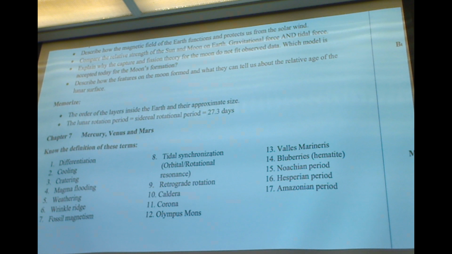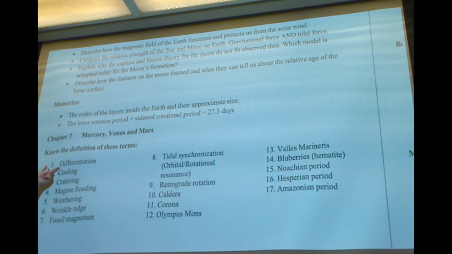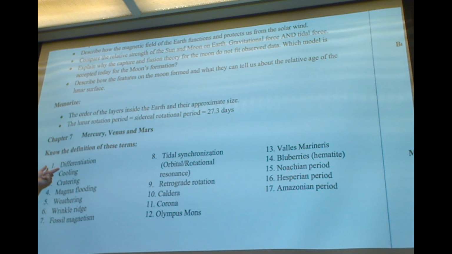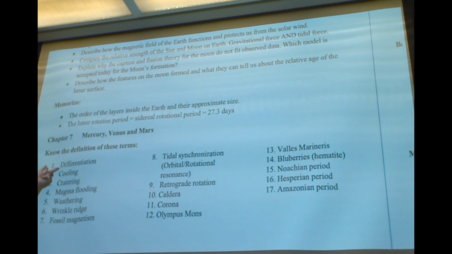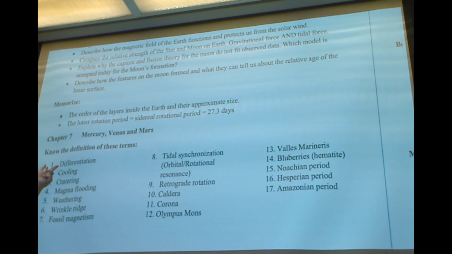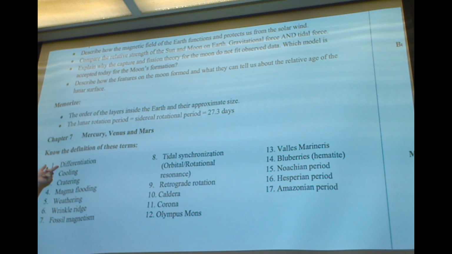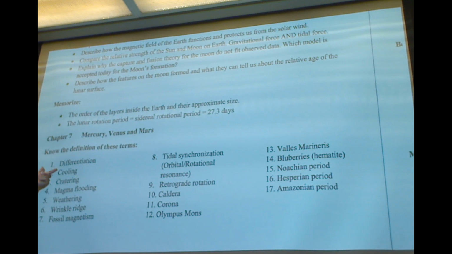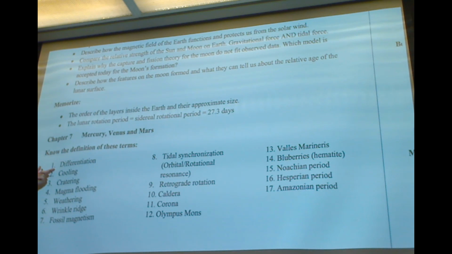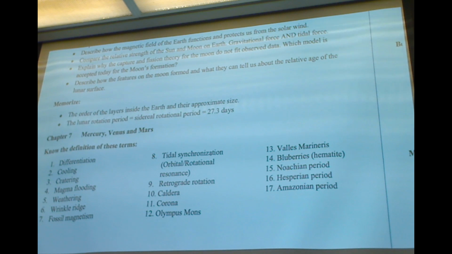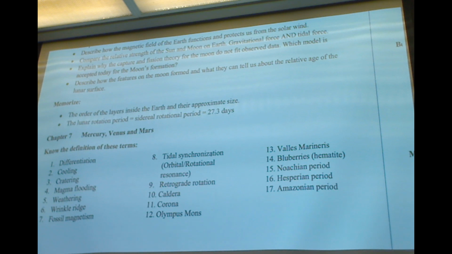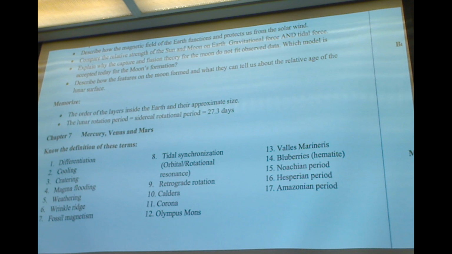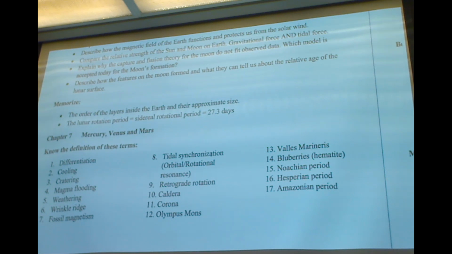Chapter 7. Mercury, Venus, Mars. Okay. Differentiation. Let's see what that word means. I think we've already talked about it, but let's see. What does it mean? A molten body separates by densities into layers. So the formation of layers in a body of different density is called differentiation. It has to be a molten body. And which layer is the densest? Core. The core will always be the densest, and the crust will be the least dense.